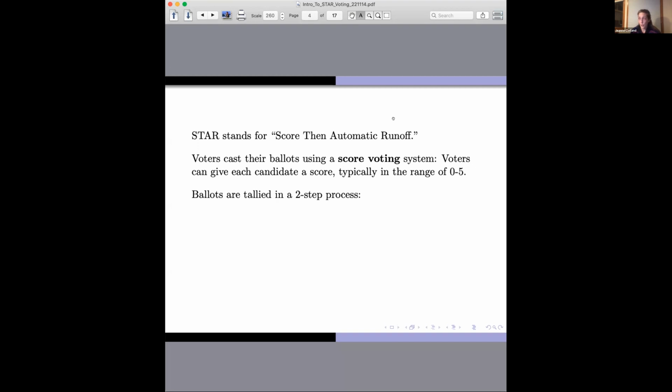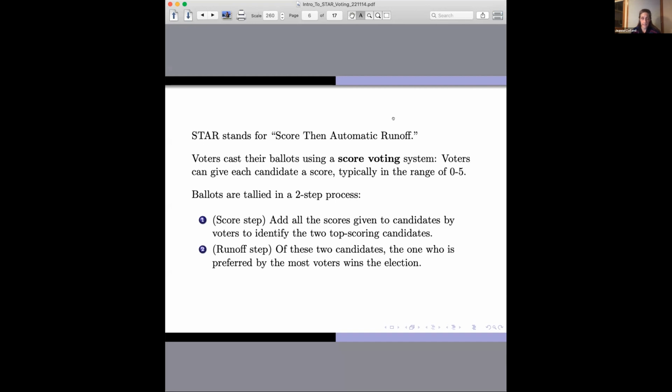The ballots are tallied in a two-step process. In the first step, the score step, all the scores given to all the candidates by voters are tallied up, and the top 2 scoring candidates are identified. In the second step, the automatic runoff step, you take the 2 top candidates and look at every ballot again. Every ballot which ranked one of those 2 candidates higher than the other counts as a vote for the higher ranked candidate in the runoff. It's a typical runoff, except you don't need a new election. You just use the ballots that are already cast.